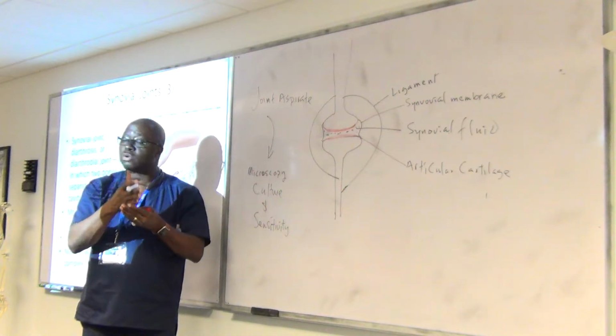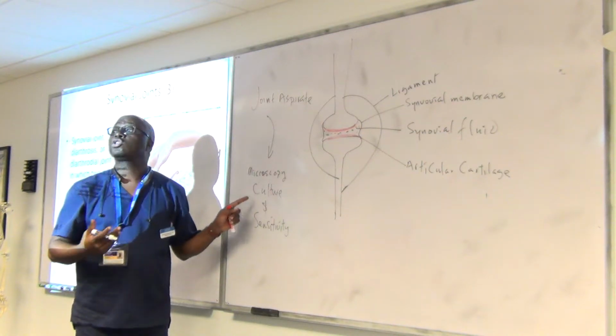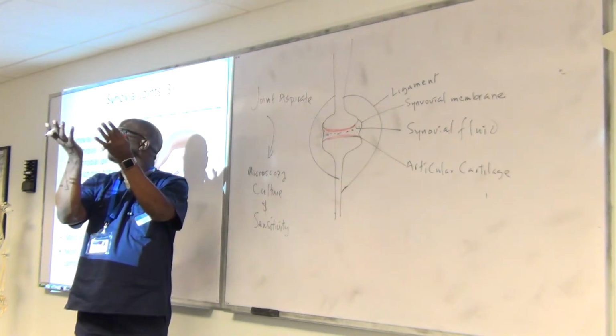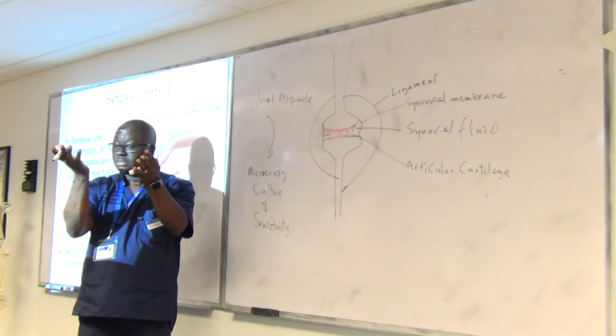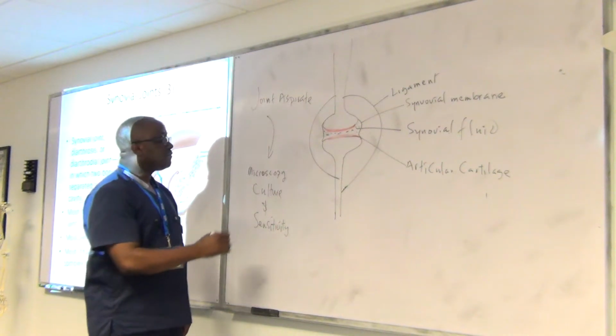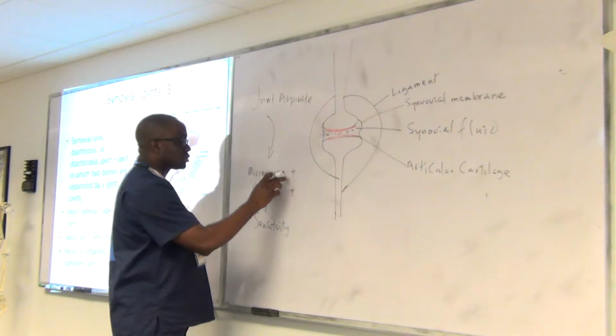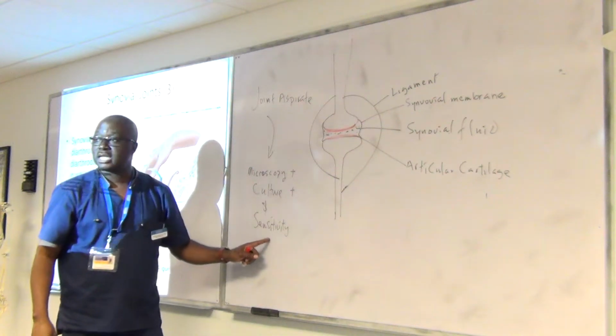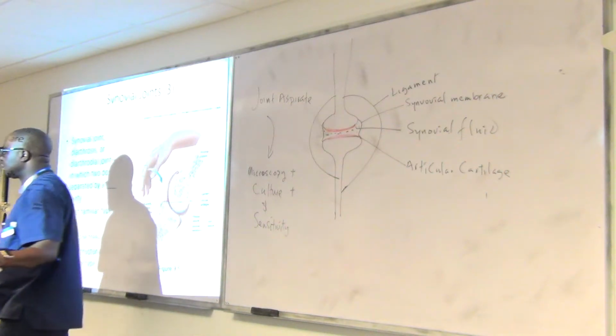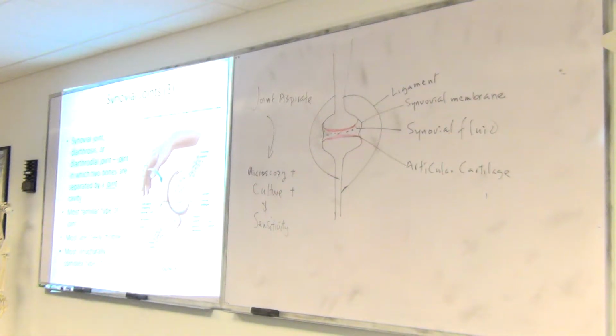The culture: when we take a look at the sample under the microscope to check for the presence of microorganisms, then we can culture it also for microbial growth. The next thing is, if there is a positive organism under microscopy and culture, we can now tell what type of antibiotics it is going to be sensitive to. That's what we call sensitivity tests.